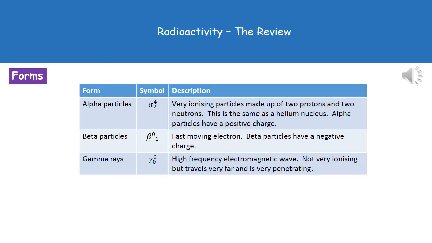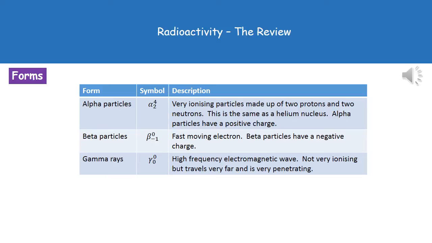The second one, our beta particles, has the symbol beta in the middle there, as you can see. It has a mass of 0 and a charge of -1. Now, the beta particle is also known as a fast moving electron. And because it is an electron, that means that our beta particles have a negative charge.